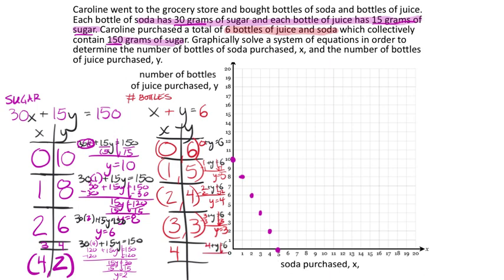And then solve. So minus 4 from both sides, and we get y is 2. So 4 soda bottles, 2 juice bottles. And that would be an ordered pair. Now at this point, some of you may notice something, and that's okay if you do.